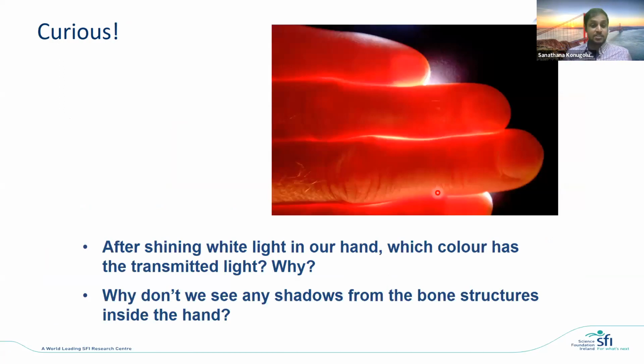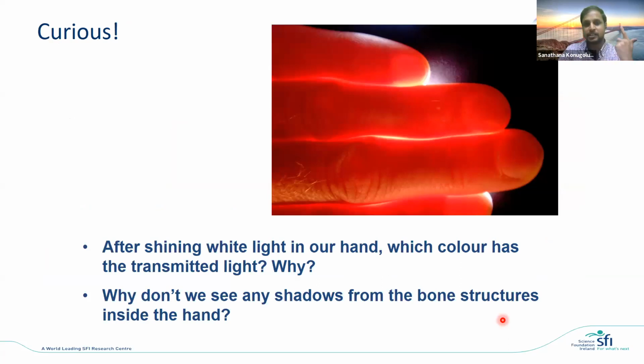With this, I am going to leave you with some questions to think about. For example, you have white light, you put the hand on top. Then what happens? The white light becomes red light. Why? Why is it not blue? Because white light has all colors, right? Blue, green, and red. So why is it only red? Just think over it. And why can't we see the shadows of bone? We should be able to see shadows of bone, right? Why don't we see it?